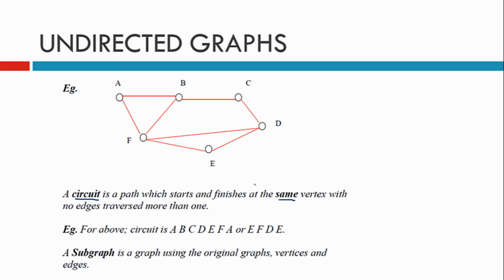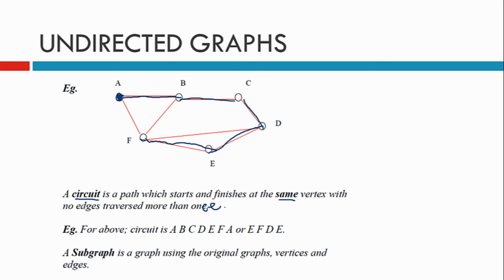A circuit is a path which starts and finishes at the same vertex. So if it starts at A, it's got to finish at A. If it starts at B, it's got to finish at B. And you can't travel along the edges more than once. Okay, so you can only travel along the edge once. So for the above example, here's an example of a circuit, and I'm starting at A, B, to C, to D, to E, to F, and back to A.